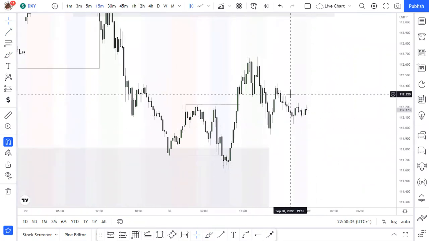The structure on the 15-minute time frame is bullish. And on the daily time frame, we have bullish market structure. The daily time frame structure on order flow is still bullish, but the 4 hour structure is bearish. And now the 15-minute market structure is bullish, but the 15-minute order flow is bearish.